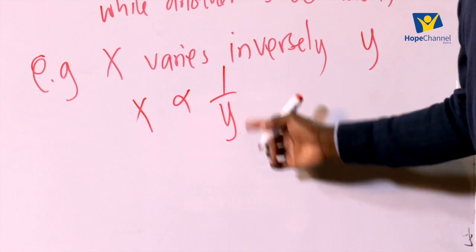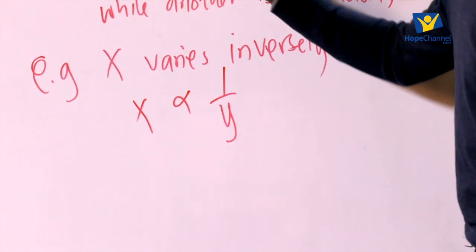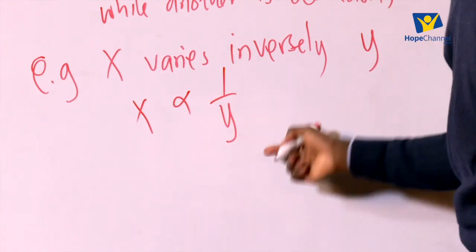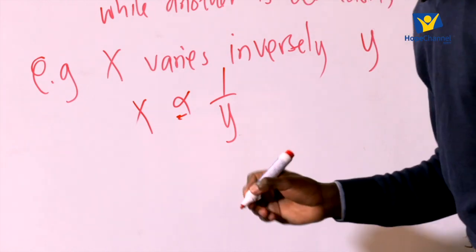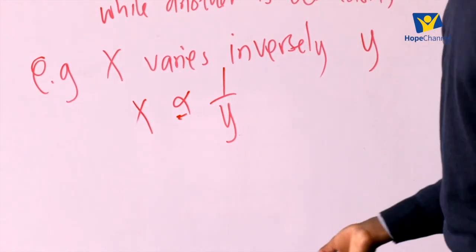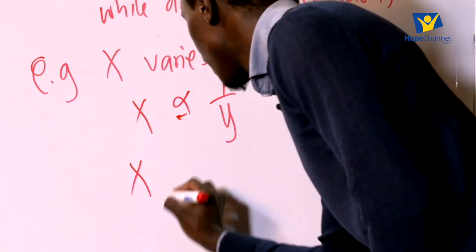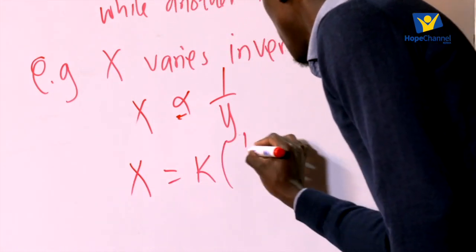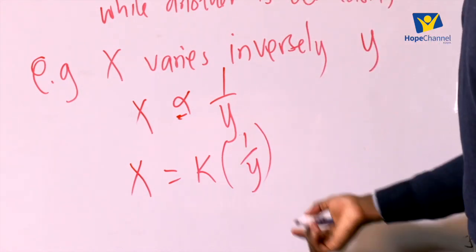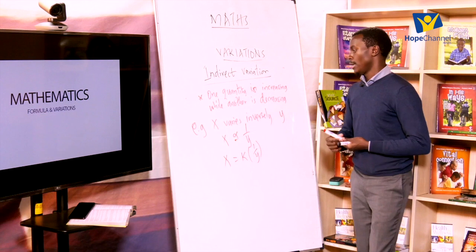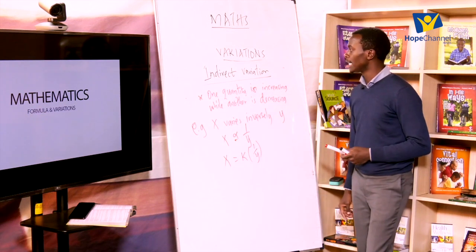So the 1 over y is showing that y is decreasing when x is increasing, or when x is decreasing, y is increasing. And in this case now, because this is our sign of proportionality, we do away with it. We introduce the equal sign and a constant of proportionality, so we'll have it as x is equal to k multiplied by 1 over y. So as simple as that, and we shall be able to work out problems pertaining to indirect variation.